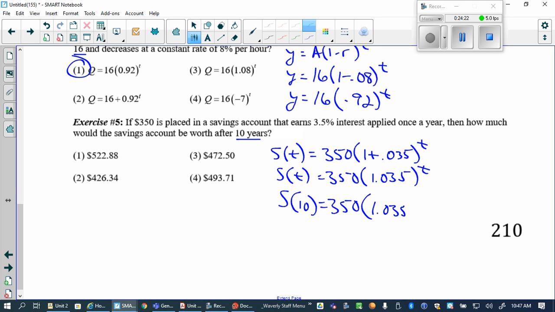You get that function? Now just plug in 10 for t. That's 493.71. Yep, $493.71. And there you go. We'll handle the Regis questions tomorrow.